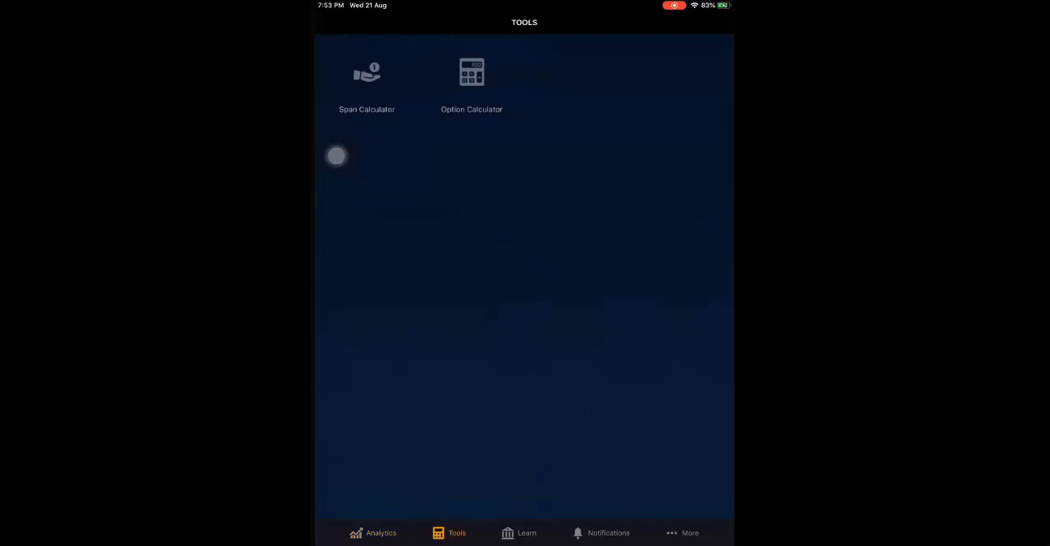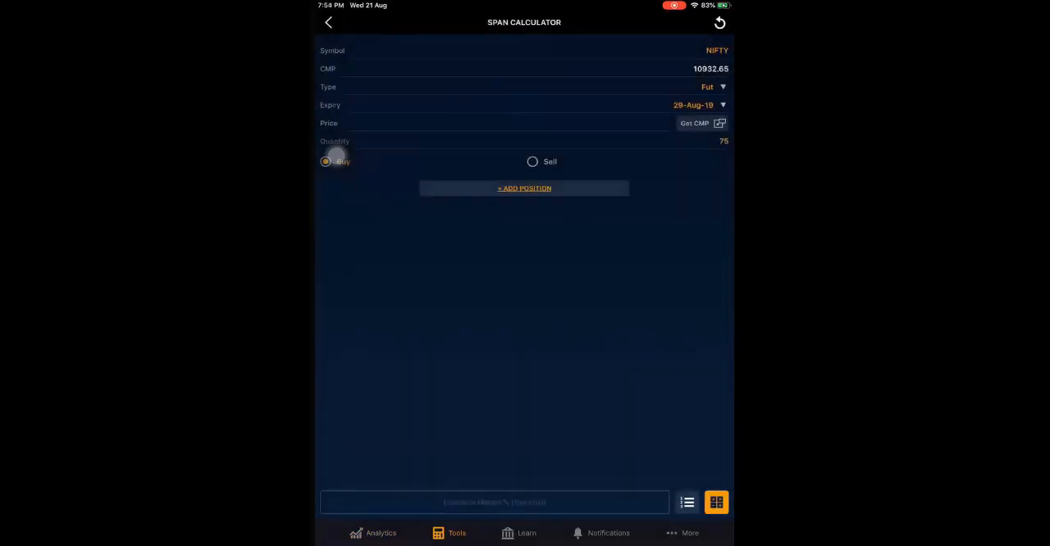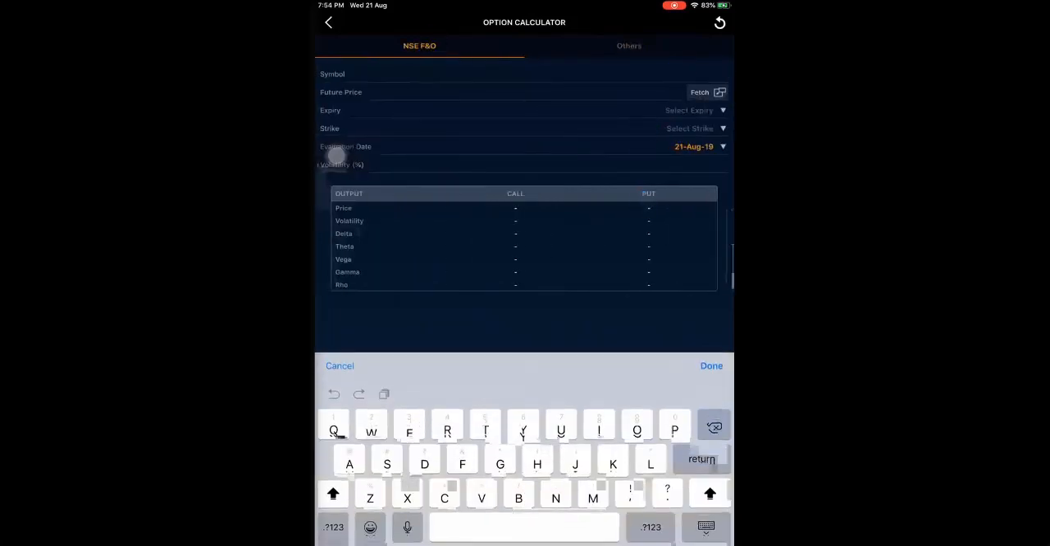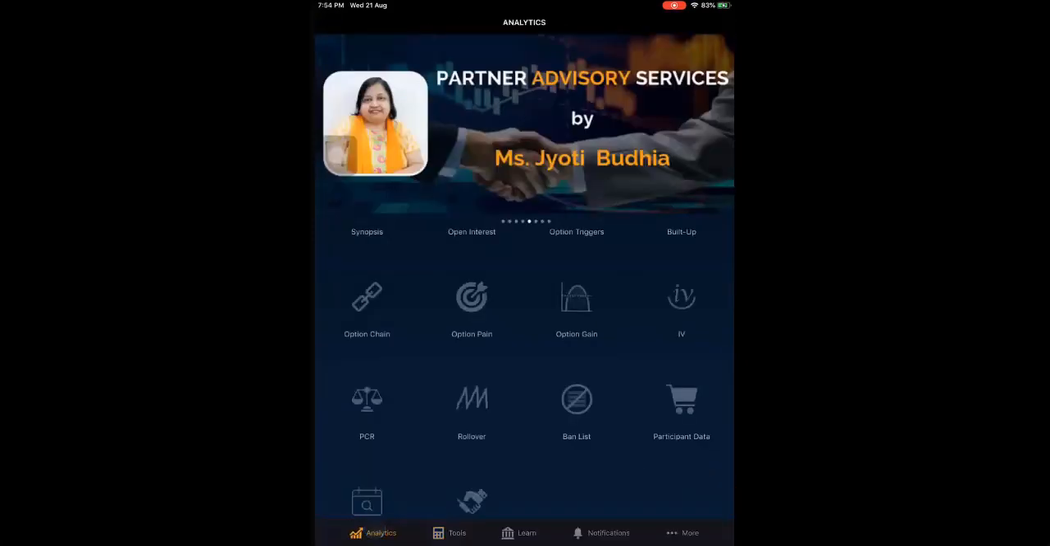You have two more tools, a span calculator and an option calculator, which will help you to find the margin. In the span calculator, you can enter your position and get the margin. In the option calculator, you can find the implied volatility, or you can do your own scenarios and see, if the IV changes, how the Greeks will move. So this way you can get the data in the option calculator. You can use the tools for that.